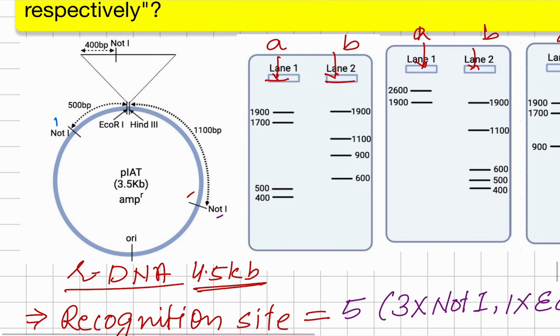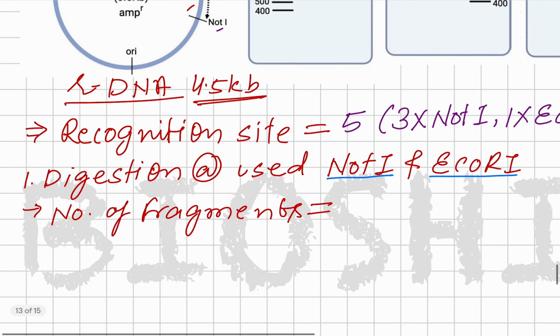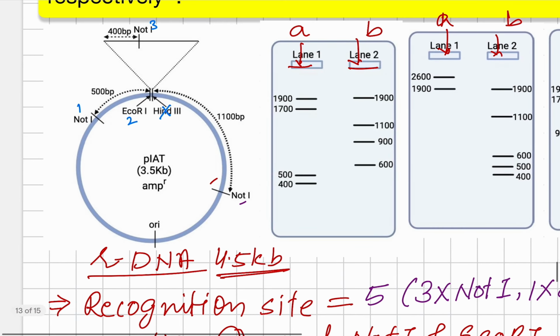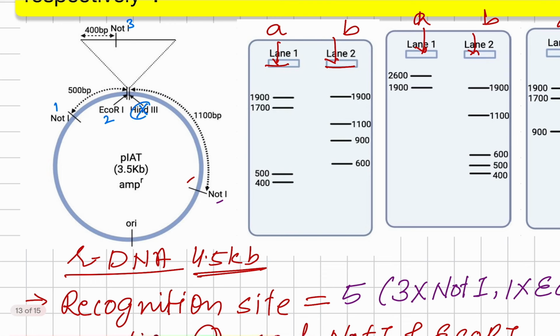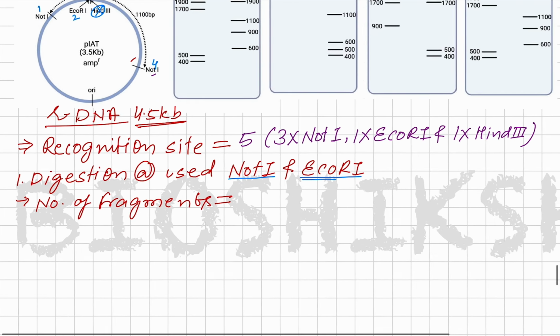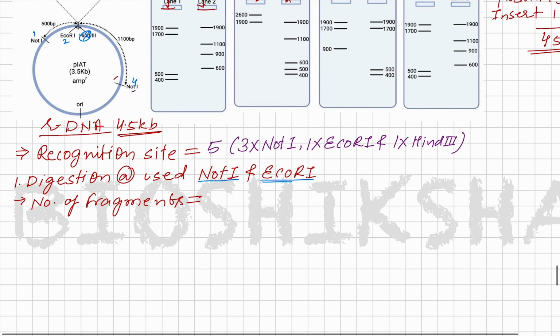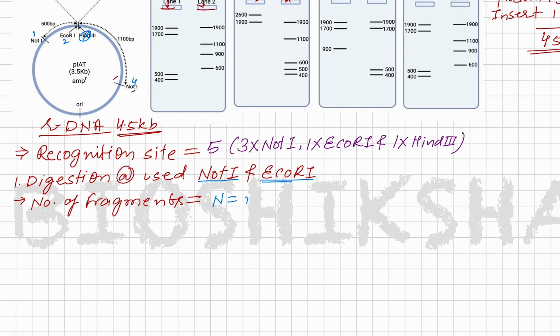So let us see how many. This is 1, EcoRI, 2, this is 3. HindIII will not be recognized, because the digestion we are doing is only with EcoRI and NotI, not HindIII. So 1, 2, 3 and this is 4. And since this DNA is circular, the formula is N is equal to n, so the number of fragments produced will be 4.